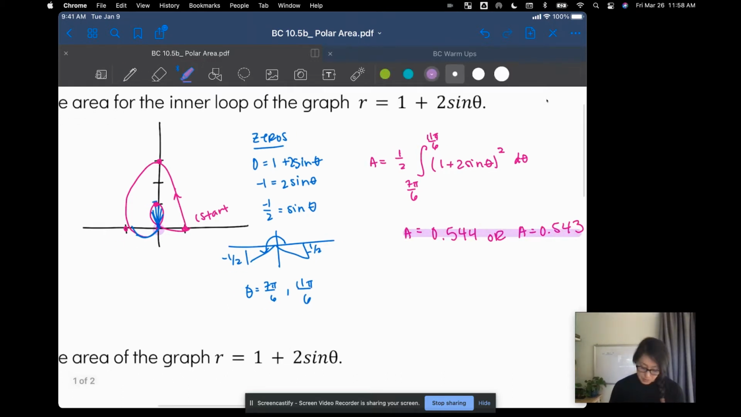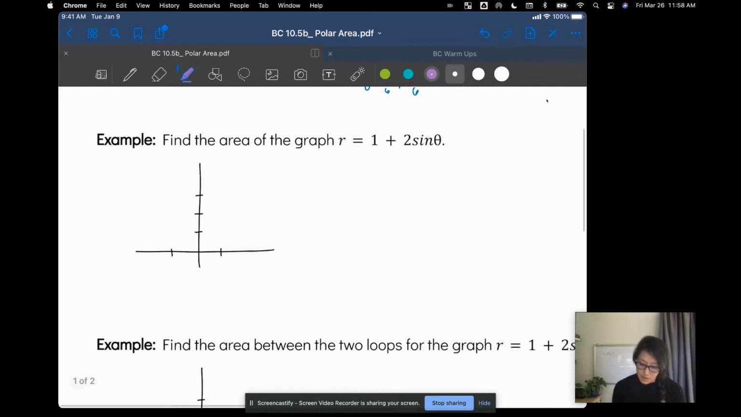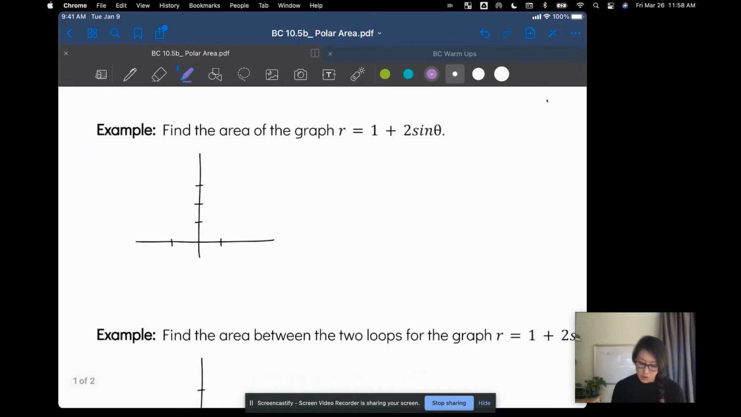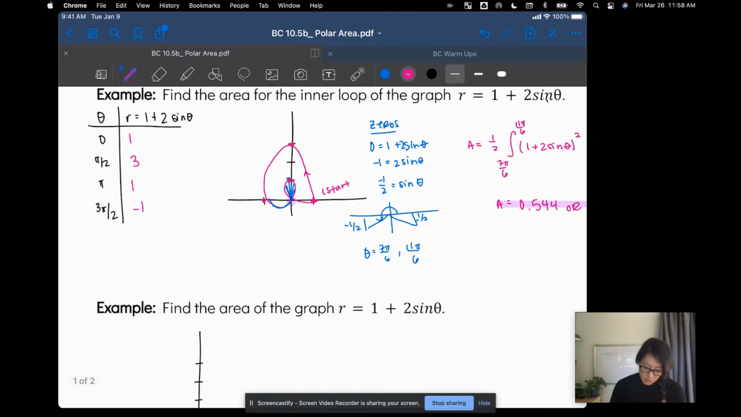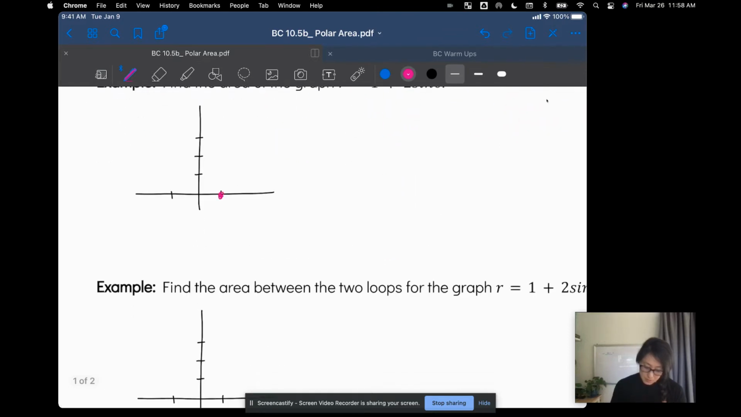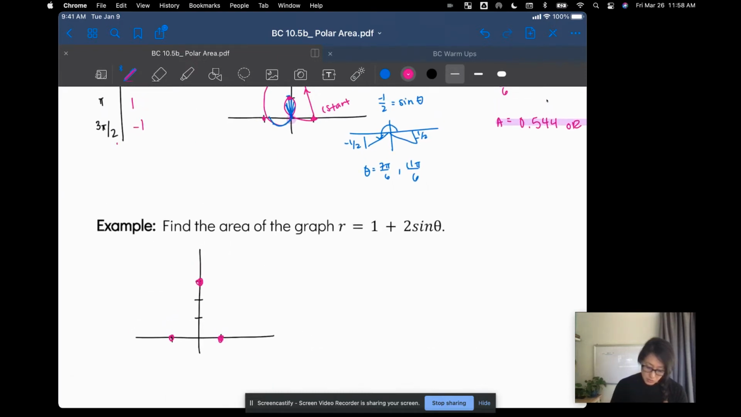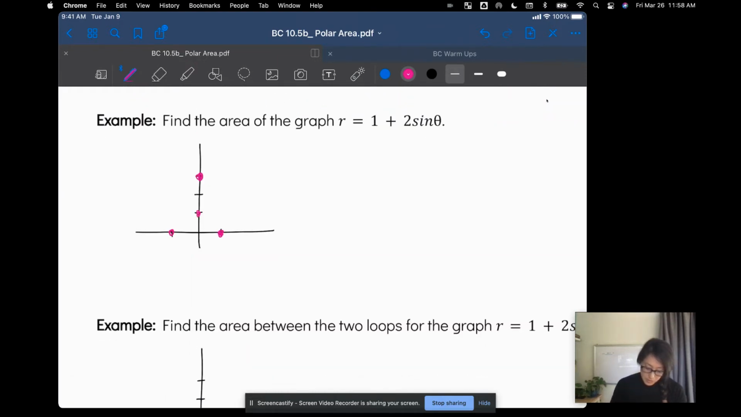All right, up next, we're going to find the area of the graph of r is equal to 1 plus 2 sine theta. So same equation. What we have is we're going to start at 0, 1. At pi over 2, the point was 3. At pi, the point is 1. At 3 pi over 2, the point is negative 1. So the loop goes like this, it passes through the pole, up to the negative radius, and then back through the pole.